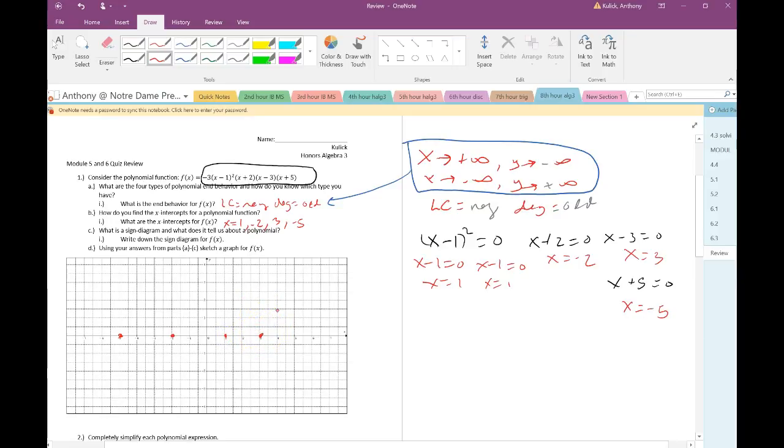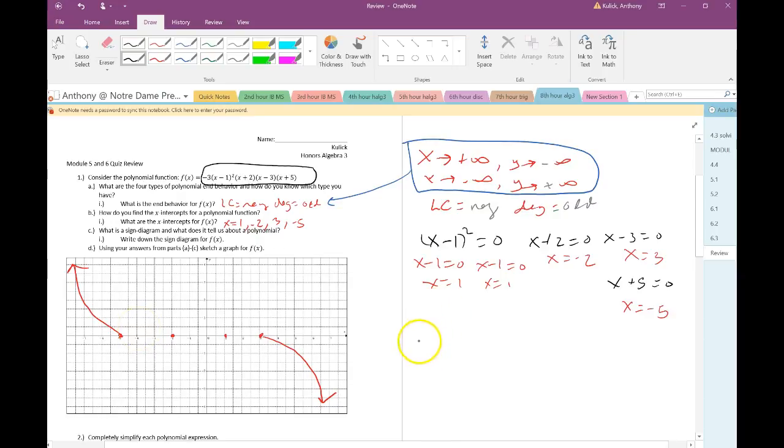And because of my end behavior, I know that x approaches positive infinity, y approaches negative infinity. So I have the right endpoints down. As x approaches negative infinity, y approaches positive infinity. So I know the left endpoints are. What I need to know is what's happening in between those. That's what the sign diagram is going to tell me, is whether my graph is above or below the x-axis for each of these pieces.